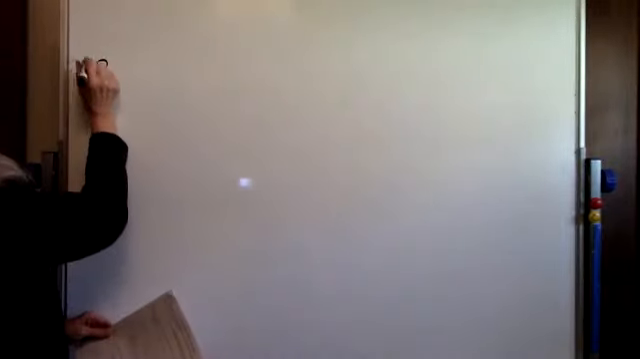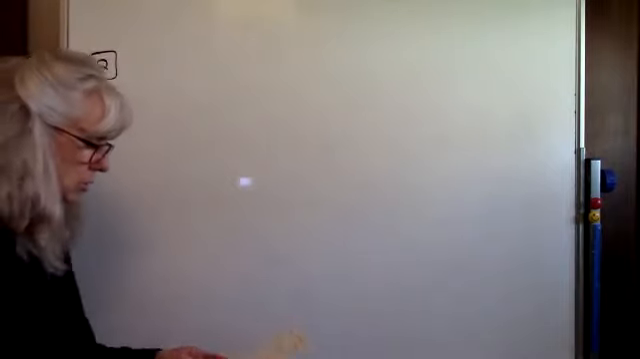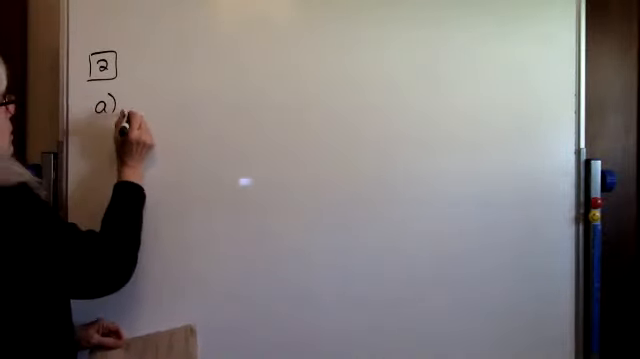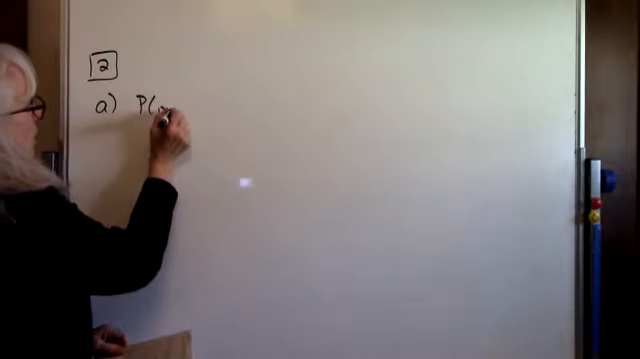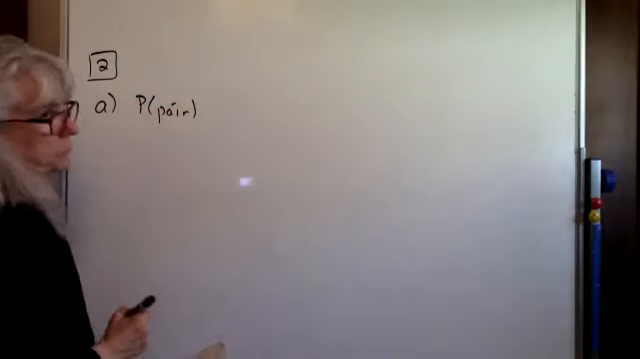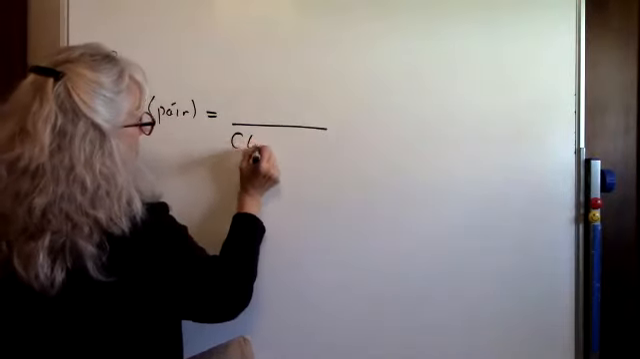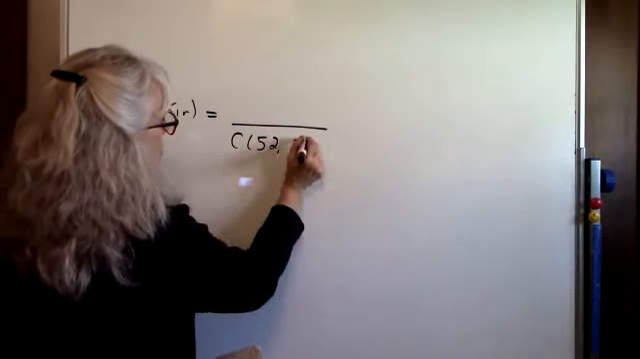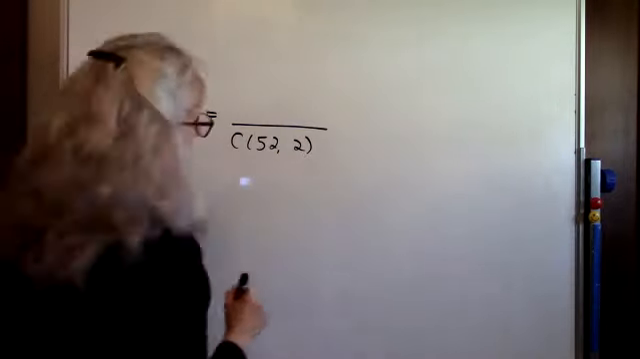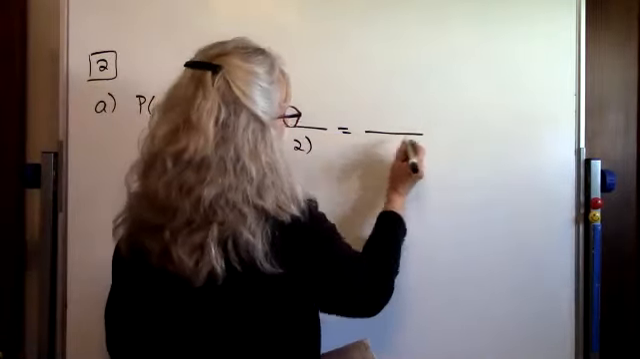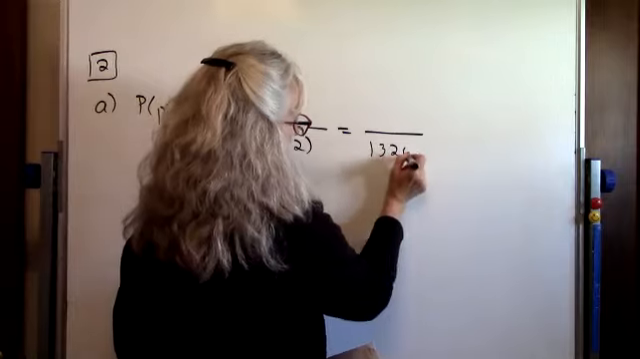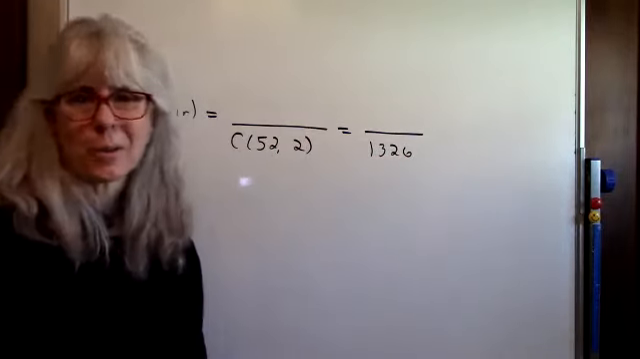So example 2. 2 cards are selected at random without replacement from a well-shuffled deck of 52 playing cards. Find the probability of the given event. The very first thing we want to do is find the probability that we get up here. We're going to do the bottom number first. So the denominator is going to be the combination of the 52 cards. We're picking 2 of them. That's my 2 cards that I'm picking. And that comes out to be 1326. We'll use that number a lot. That's why I know that one.